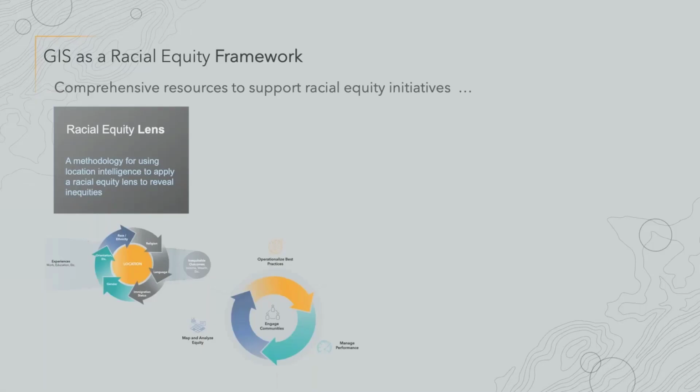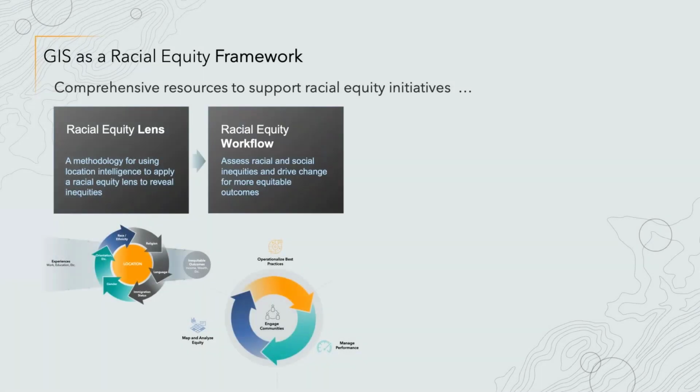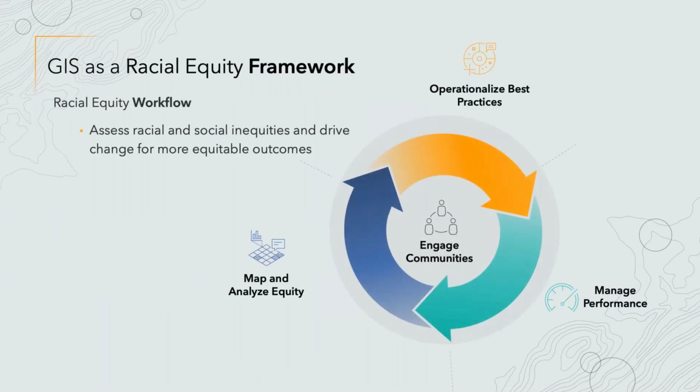You can also integrate GIS with best practice workflows for advancing racial equity and social justice. This racial equity workflow is a critical aspect of how you can apply GIS as a framework for racial equity. It was derived from emerging and best practices for advancing racial equity and social justice that we've just seen all of your organizations execute. And we've simply infused those standard and emerging practices with best practices for GIS and location intelligence.